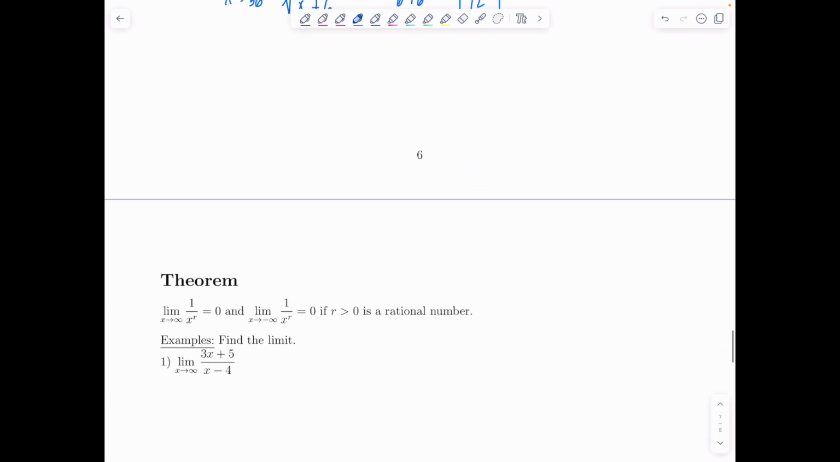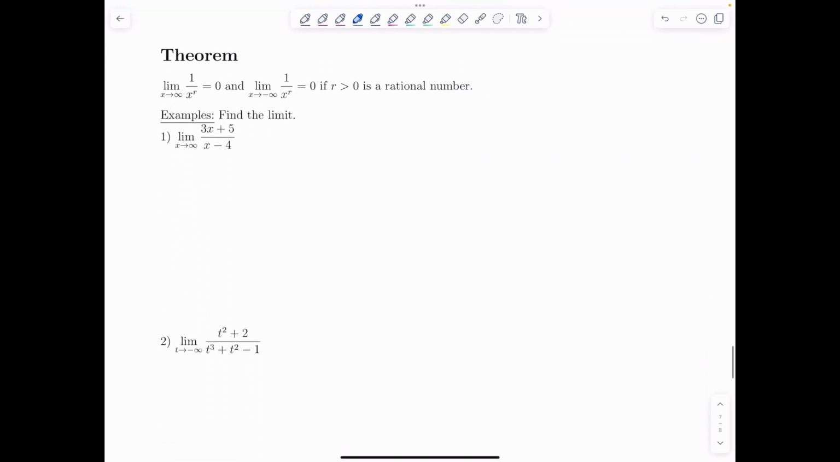One more new idea with limits. And we have an important theorem here. It says the limit as x approaches infinity of 1 over x to the r is equal to 0. And then same thing if x is going to negative infinity, as long as r is greater than 0 and it's a rational number. So basically what this means is if you have 1 or actually any constant in the numerator and the denominator is getting really, really big, either in the positive or the negative direction, your limit's going to come out to 0.